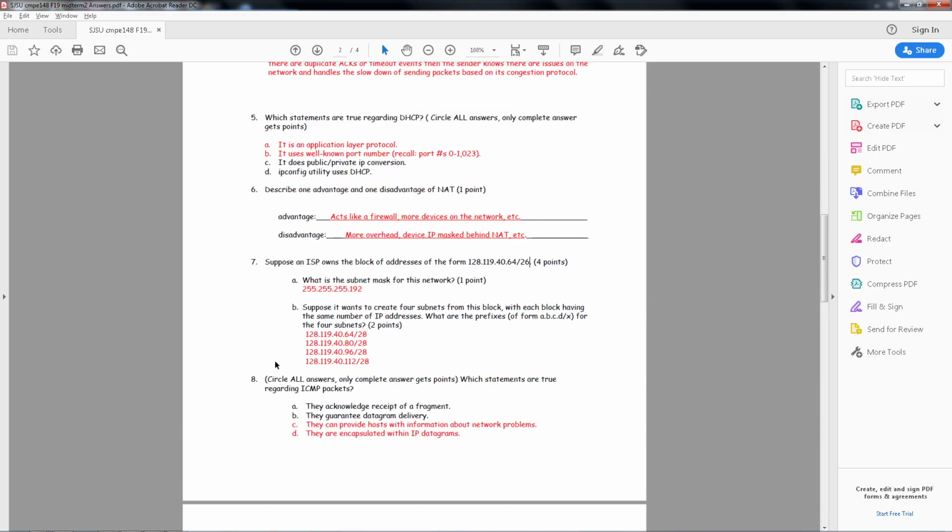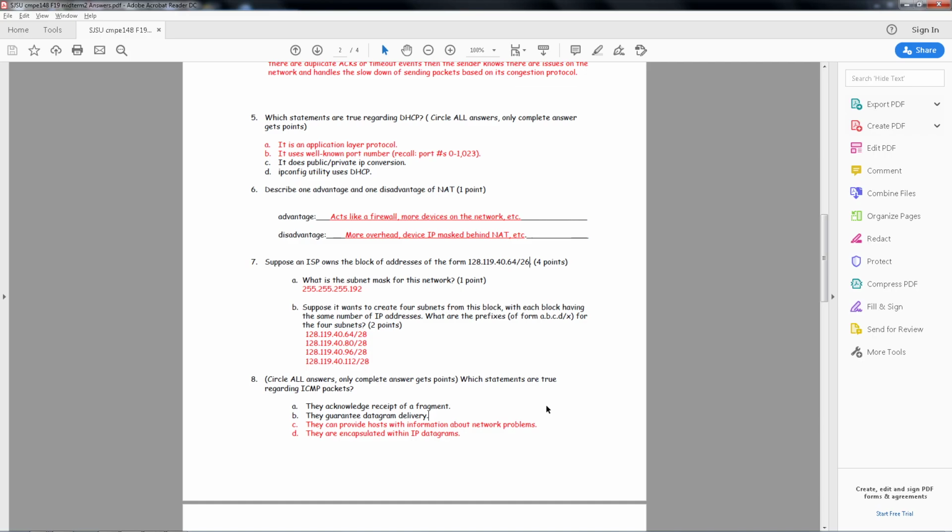Okay, so 8. Circle all answers. Only complete answers get points. What statements are true regarding ICMP packets? A. They acknowledge receipt of a fragment. That is false. ICMP, hopefully as Frank described it, is just a diagnostic tool for pretty much the network, or for hosts to diagnose the network.